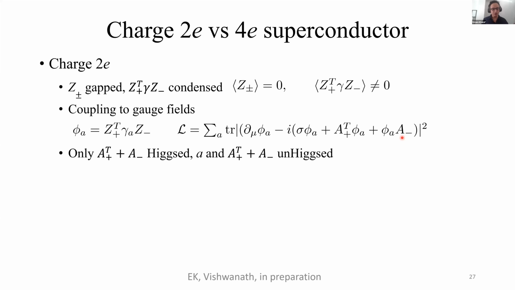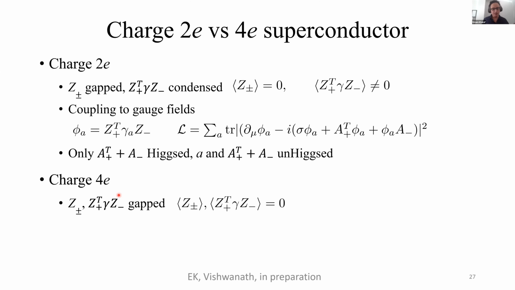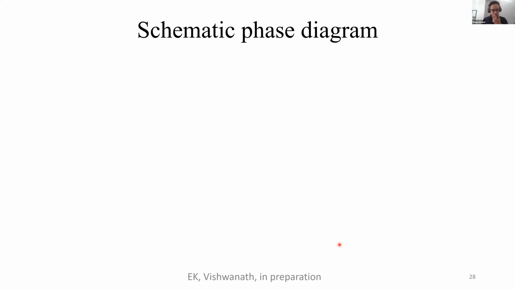Yeah. For the charge 4e superconductor, this is just obtained by gapping out all the Z variables. So this also is equivalent to the condensation of just this 4pi skyrmion. And essentially all the gauge fields are now Higgsed, and this gives us the right properties of the charge 4e superconductor. So this suggests the following schematic phase diagram.